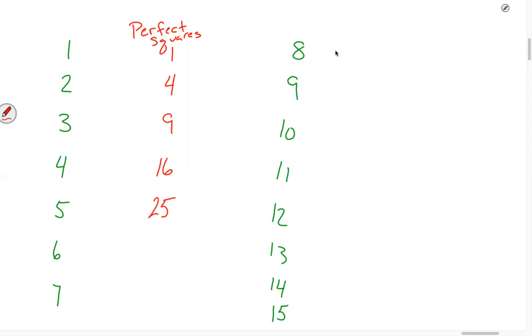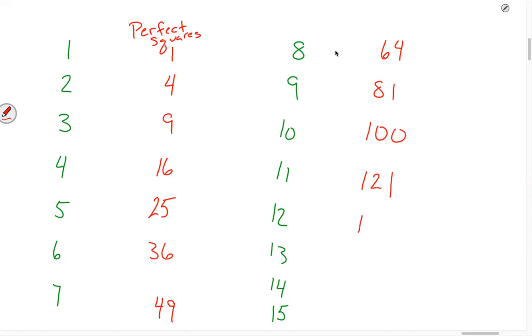36. 7 times 7? 49. 8 times 8? 64. 9 times 9? 81. 10 times 10? 100. All right, so 11 times 11 is 121.